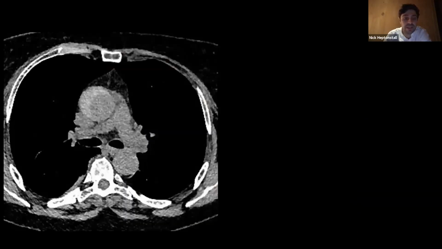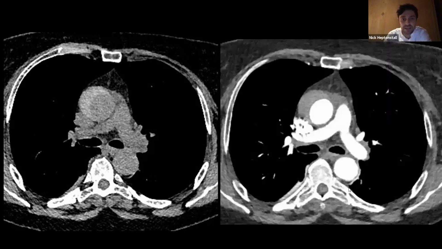So this is the next case. Compare this CT scan to the last CT scan that we looked at. Clearly there's a different density, a different attenuation, within the vessels. So this is an unenhanced CT scan, and then this is an enhanced CT scan on the right.